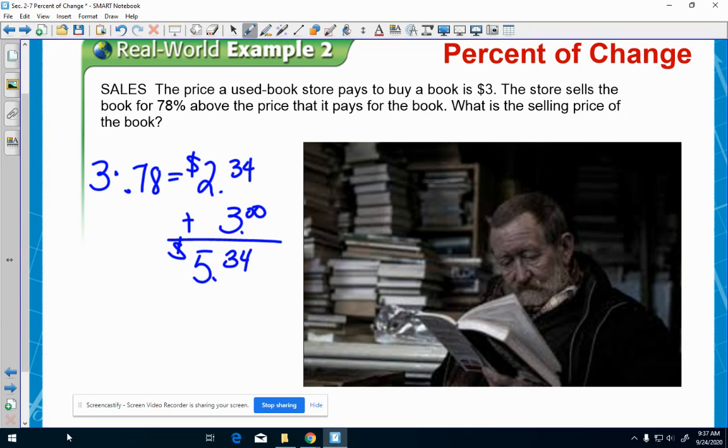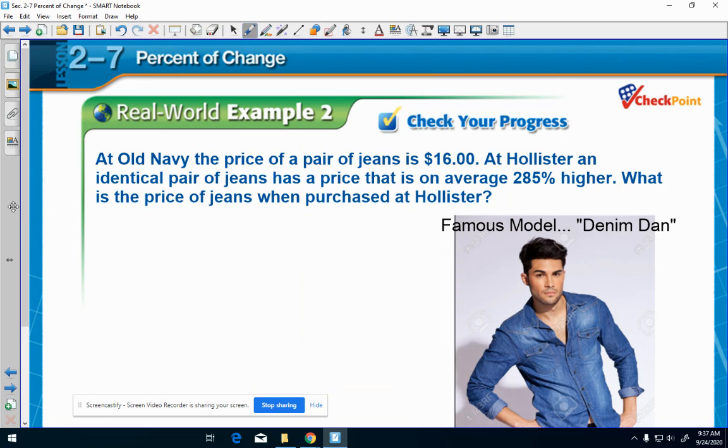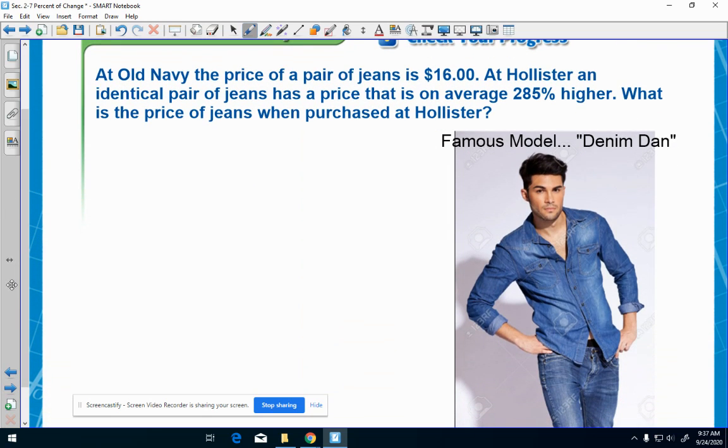All right. Eli, what are you feeling about this dude? No Denim Dan in his Canadian tuxedo. All right. Huh? Yeah, Denim Dan. There he is right there. He's famous. Okay.